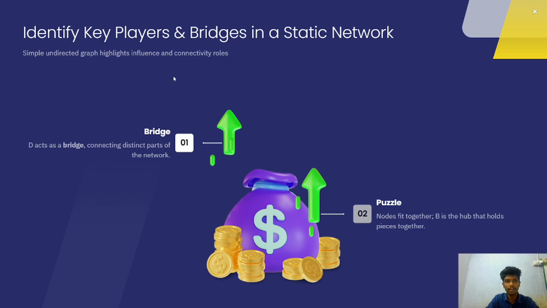First, we have to identify the players and bridges in static networks. A simple undirected graph highlights influence and connectivity roles. We will first look at the bridges. Bridges act as a bridge connecting distinct points in the network.